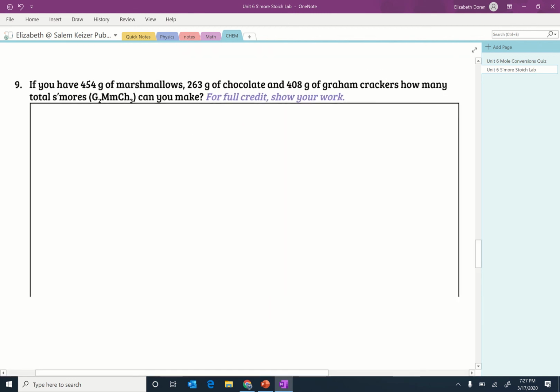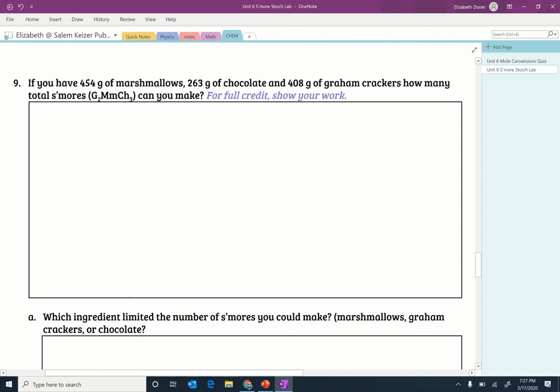Okay, moving on to question number 9. So number 9 is probably the toughest one of these post-lab questions. And you actually kind of have to do 3 calculations in one to figure this out. So I'm asking you, how many total s'mores can you make if you have 454 grams of marshmallows, 263 grams of chocolate, and 408 grams of graham cracker?